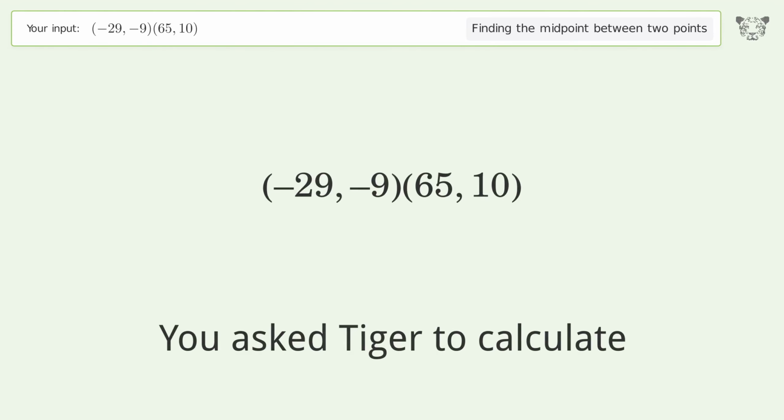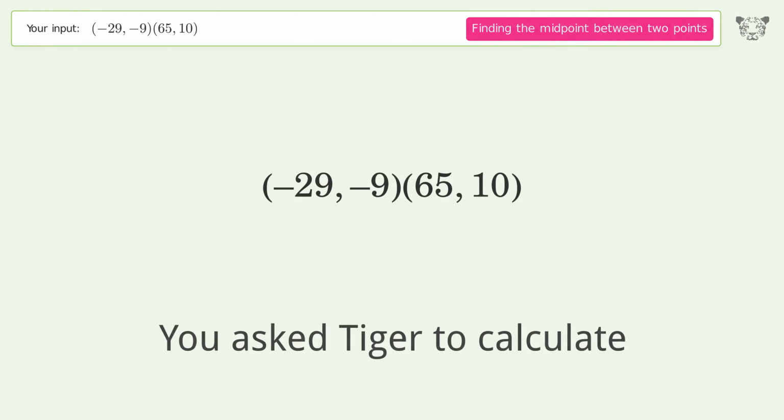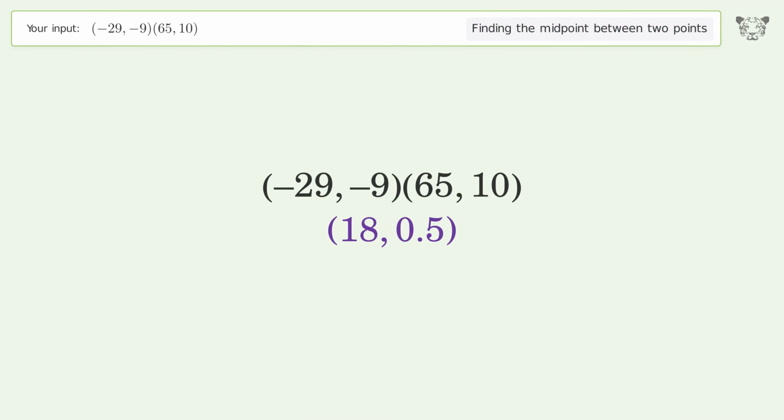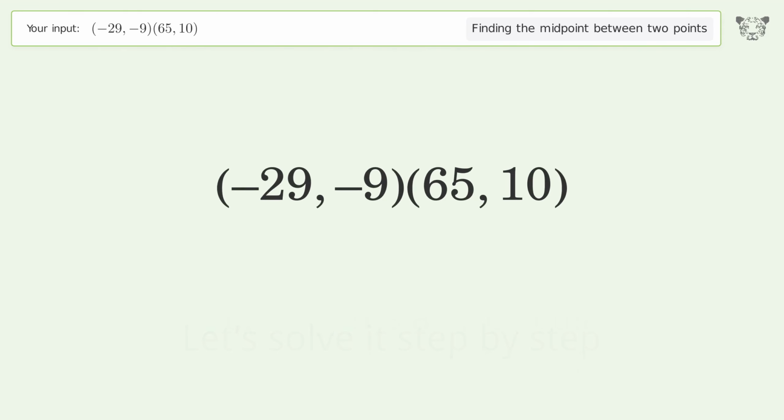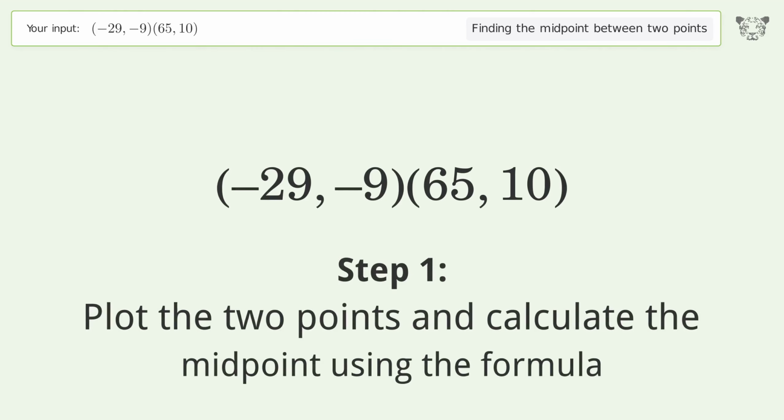You ask Tiger to calculate. This deals with finding the midpoint between 2 points. The midpoint between the 2 points is 18, 0.5. Let's solve it step by step. Plot the 2 points and calculate the midpoint using the formula.